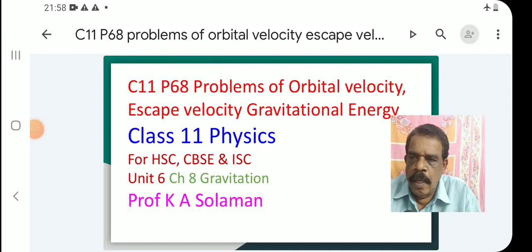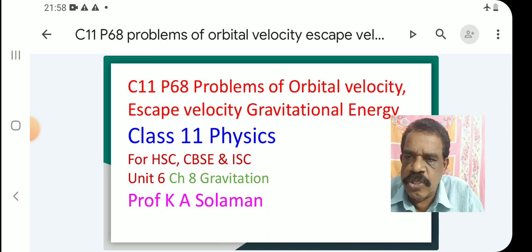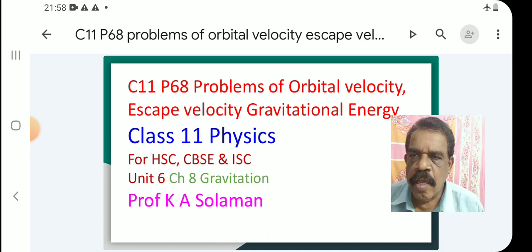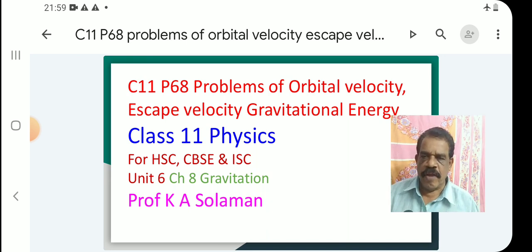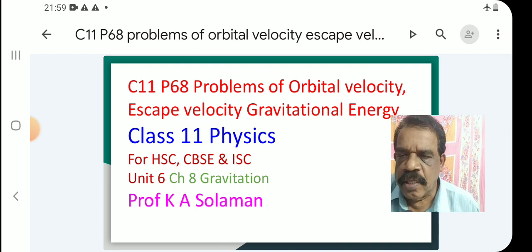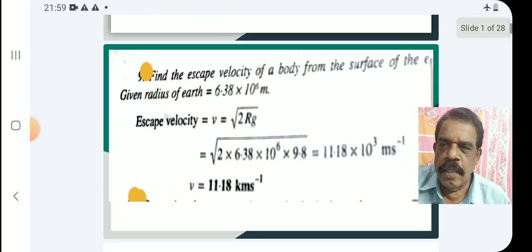Physics, and this is for HSC, CBSE, and ISC students, class 11 Physics. The chapter is gravitation, and today this is class number P68, problems of orbital velocity, escape velocity, and gravitational energy from chapter 8, unit 6, gravitation. These are some of the important problems.